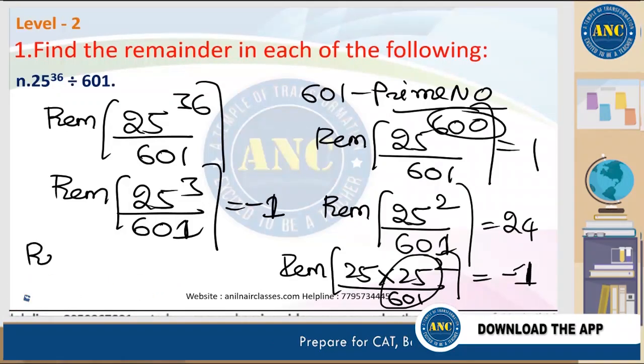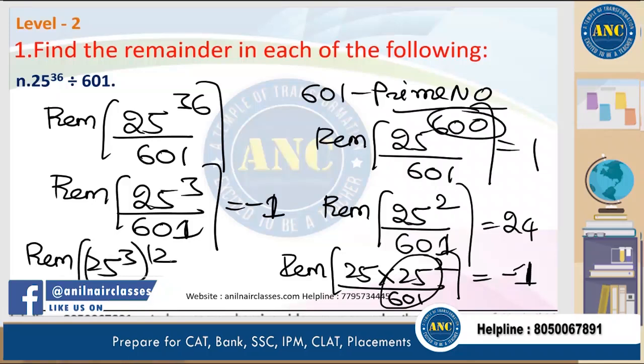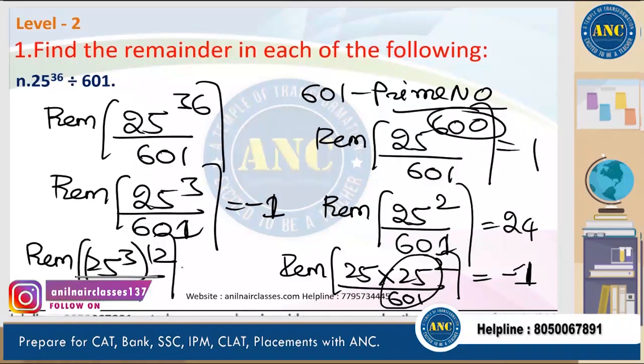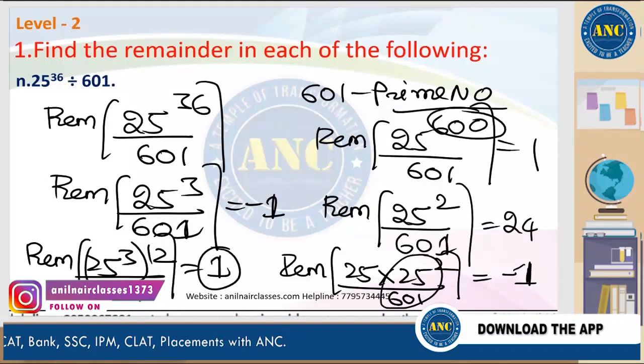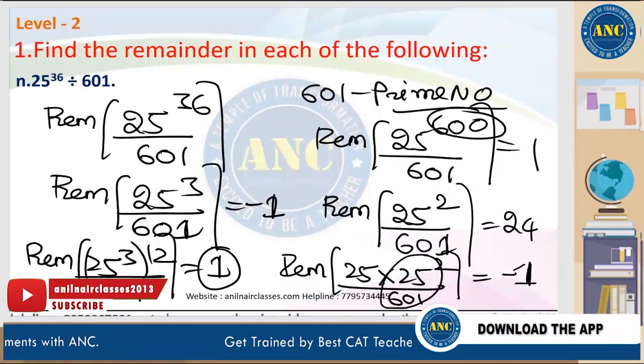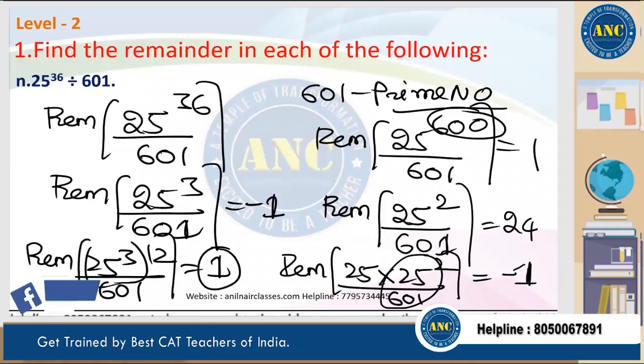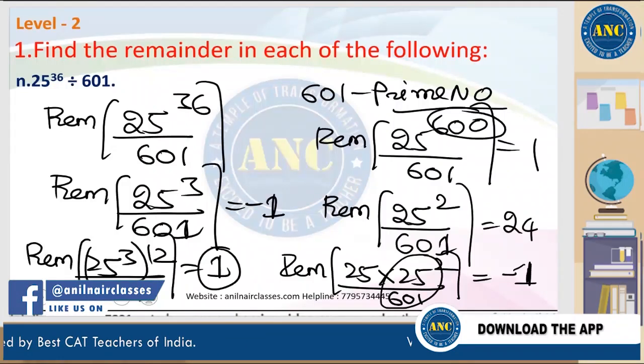So this is nothing but 25 power 3 power 12 divided by 601. Minus 1 power even is plus 1. Answer is 1. In a single step you will get this answer. I hope it is clear.